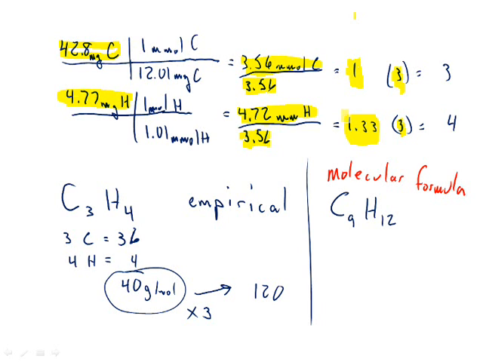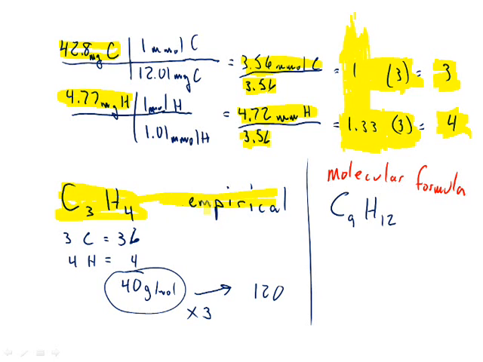We have to now multiply this column by some factor that will give us a whole number. So I look here at the 1.33 and I say, what small factor can I multiply that by to get a whole number? Well, that ends up being 3. So if I multiply that by 3, I also have to multiply up here by 3. That gives me a ratio of 3 carbon to 4 hydrogen. So my empirical formula is C3H4.